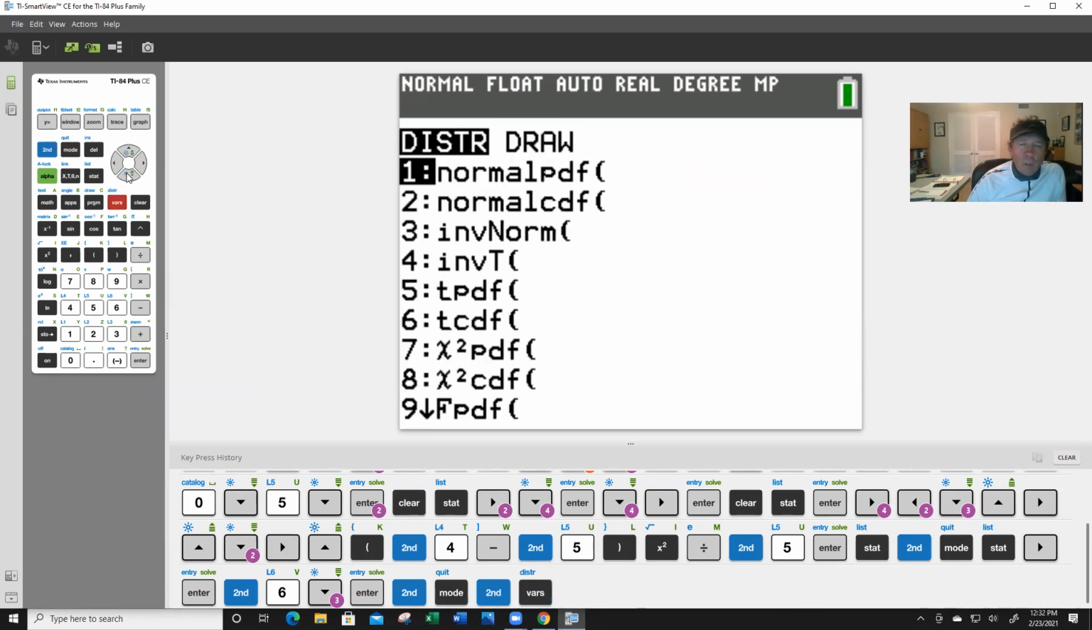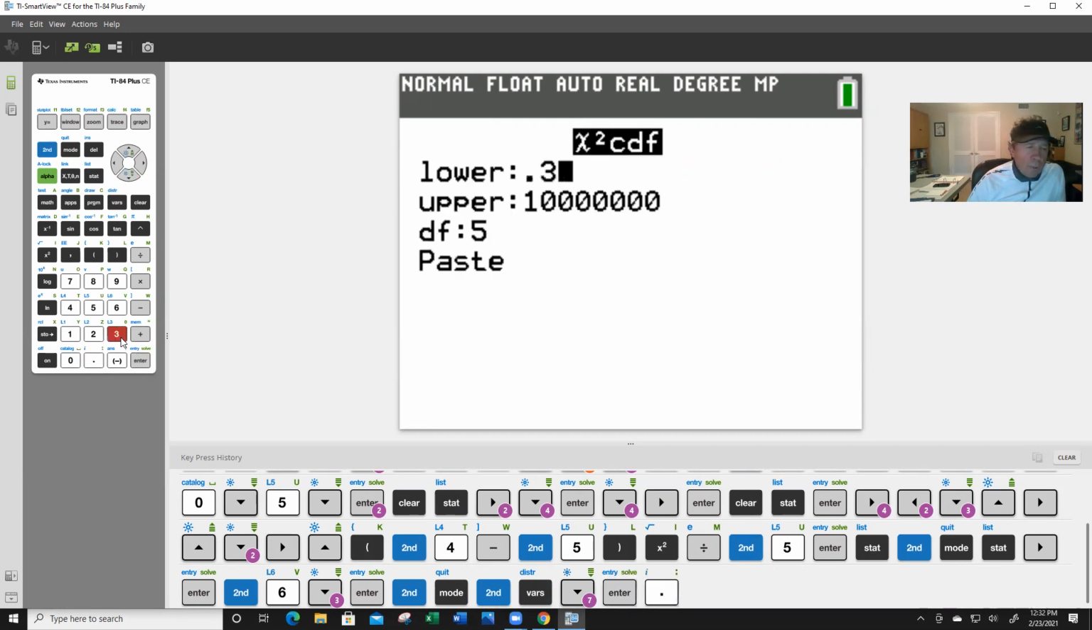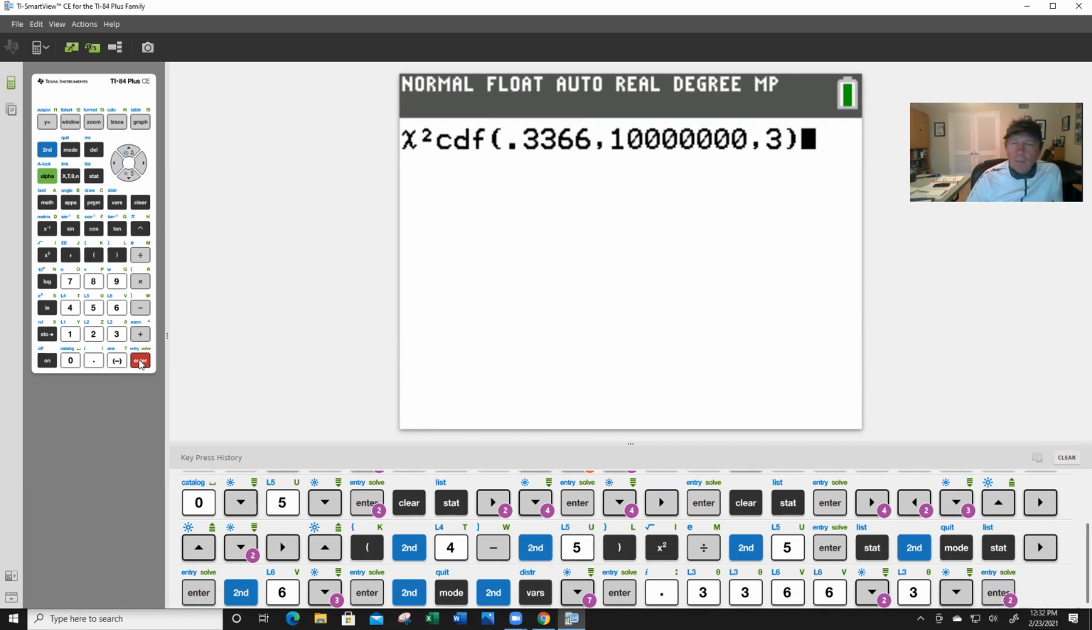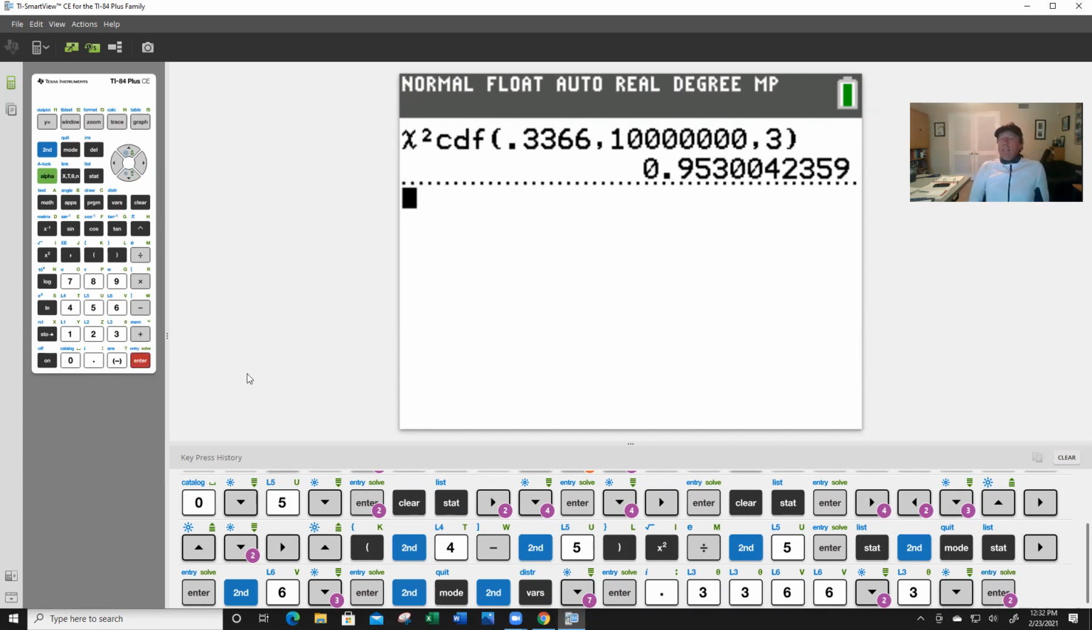Second distribution, chi-squared CDF. Put in my chi-square term, 0.3366, some form of infinity. My degrees of freedom is 3 in this case because I had 4 categories of data and I subtracted 1. Okay. Oh, wow, something this unusual would happen 95% of the time. It makes sense. I almost have a perfect distribution. What I was hoping to get in terms of ethnicity to represent the school in my class, I got. So it's almost a perfect representation. So 0.9530, fantastic, okay?